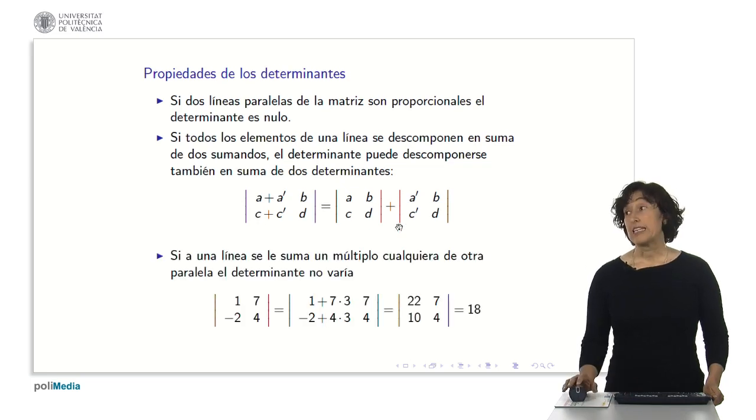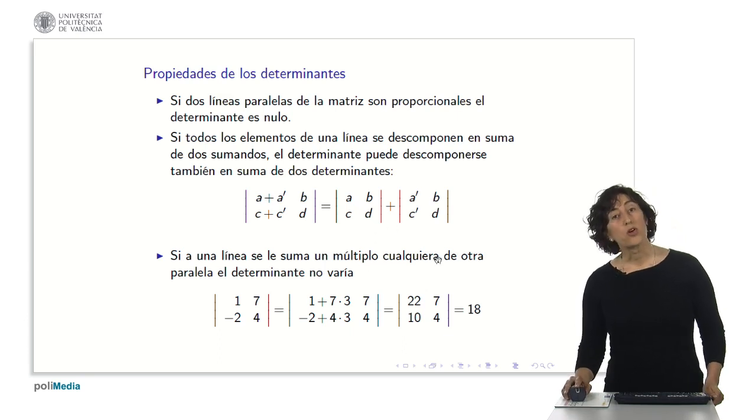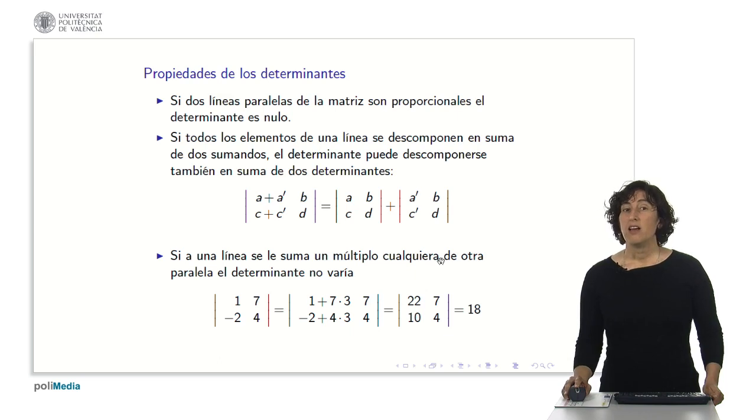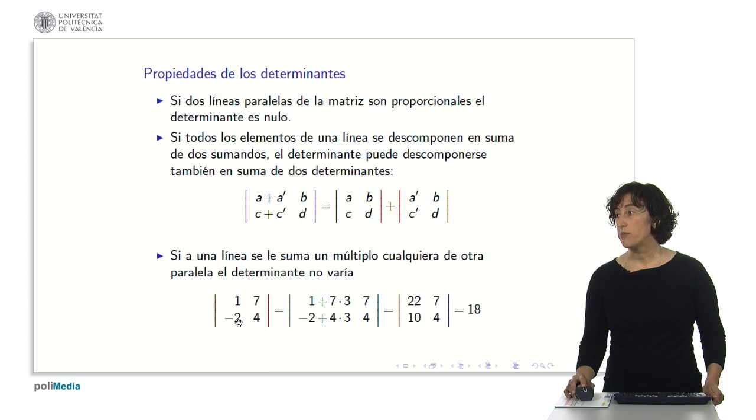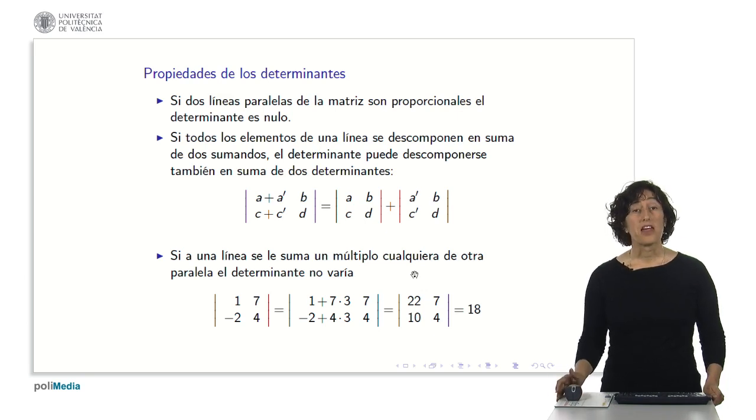And the next property that is also very useful in the determinant calculation is that if a line is added to a multiple of any other parallel, then the determinant would not vary. For example, the 1, 7, minus 2, 4. If I add the second column to the first column multiplied by 3, as you can see, 1 plus 7 times 3, and minus 2 plus 4 times 3, that gives me 22, 10, 7, 4. Then the two determinants are worth the same. This determinant is worth 18, and this other determinant is also worth 18. This property is very important because it will help us to simplify the calculation of the determinants, especially of superior order.